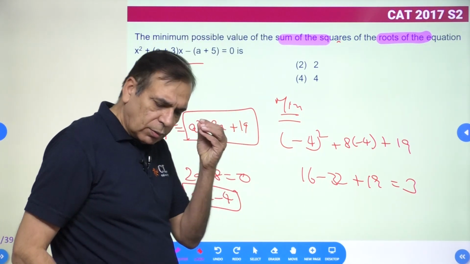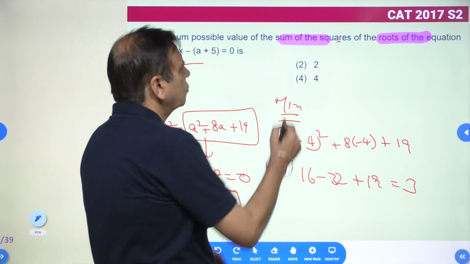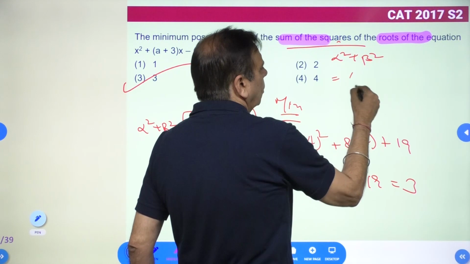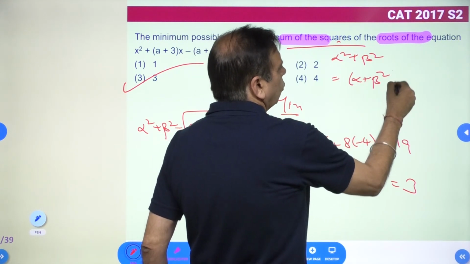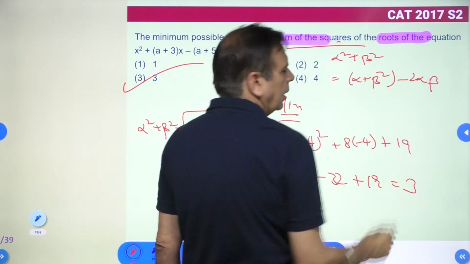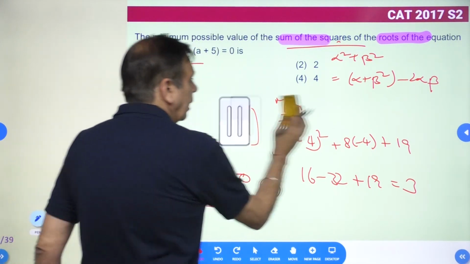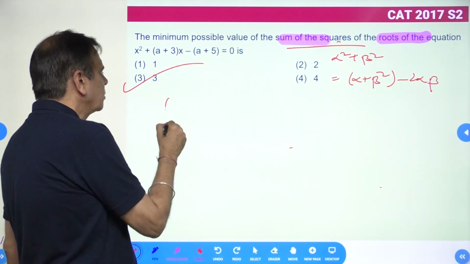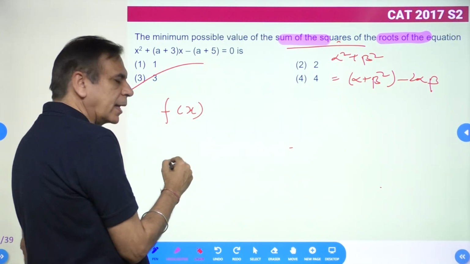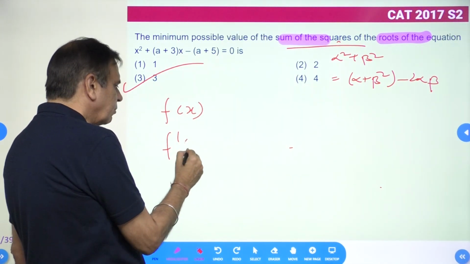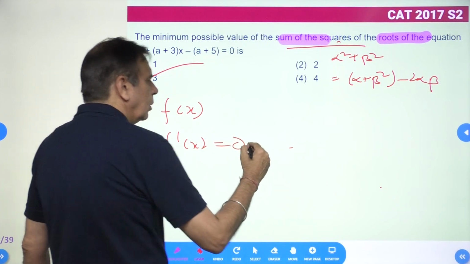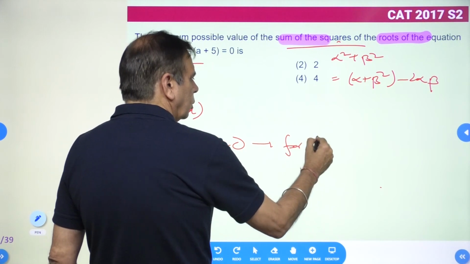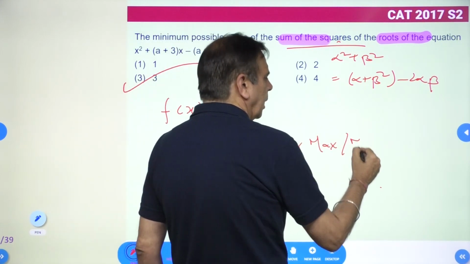Okay. So two parts out here. First is sum of the squares, alpha square plus beta square is equal to alpha plus beta whole square minus 2 alpha beta. Second, if I am looking for maxima or minima, अगर आपके पास कोई भी फंक्शन है f(x), for maxima or minima f dash x, first differential should be equal to 0. For both maxima and minima.